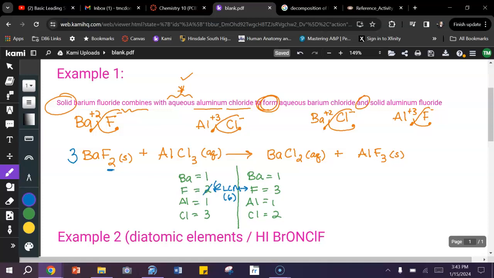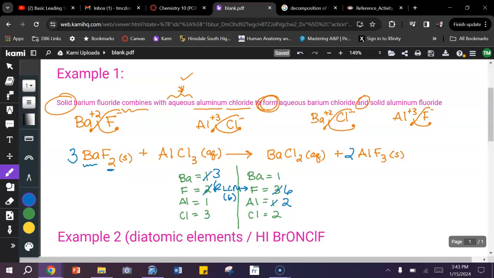But you have to remember that the 3 is also going to apply to the barium, which means that I now have 3 barium atoms here. Let's continue on the other side. I also want 6 fluorines on my product side, so I've already got 3, so I'm going to put a coefficient of 2 in front of the compound that contains my fluorine, and now I have 6 fluorines. And remember that my 2 is also going to distribute to aluminum, so I have 2 aluminums.